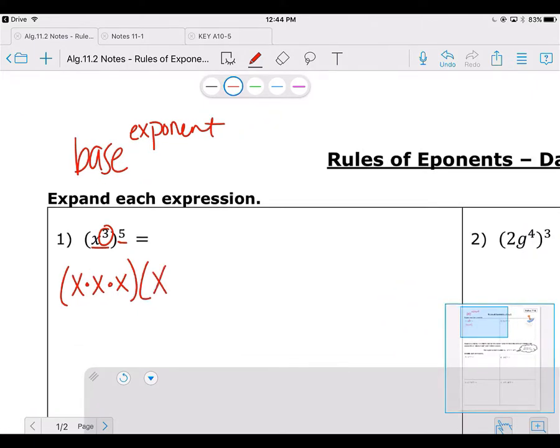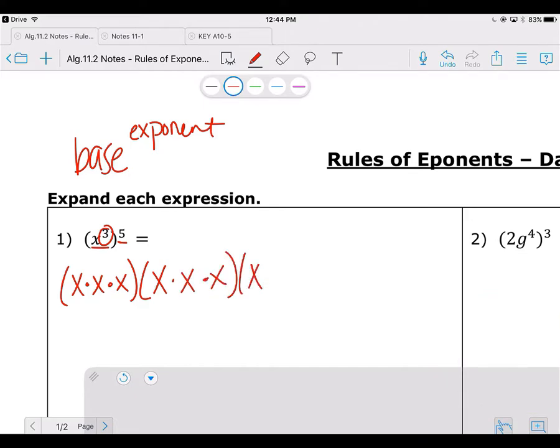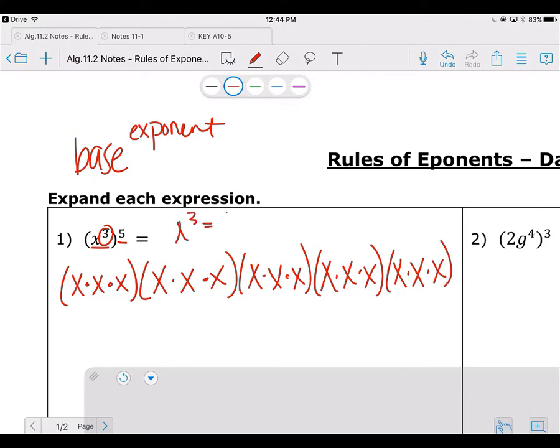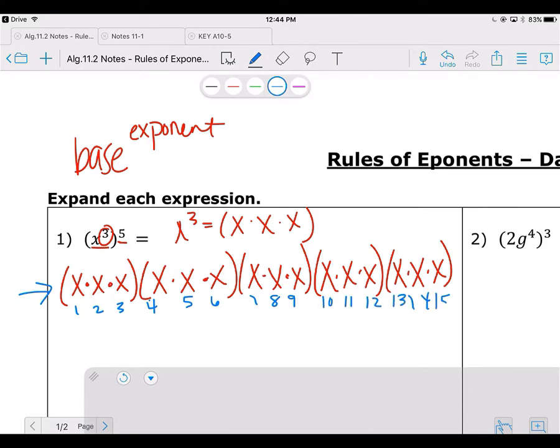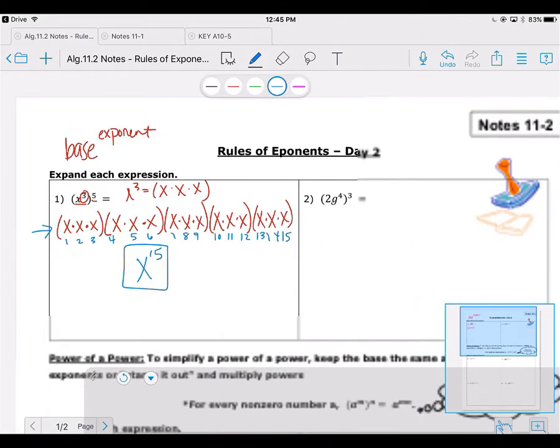So there's 1, 2, 3, 4, 5. So x cubed, just to remind yourself, is x times x times x, and we wrote it out 5 times. Now looking at this line, not this part, how many x's do we see? Well, we have 1, 2, 3, 4, 5, 6, 7, 8, 9, 10, 11, 12, 13, 14, 15 x's times itself. So x times itself 15 times is what we really have on that problem.